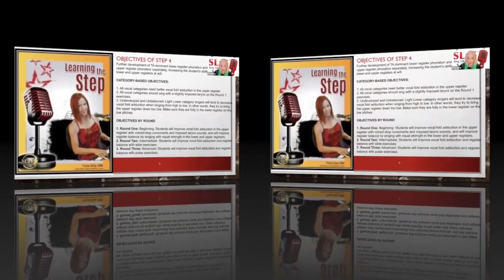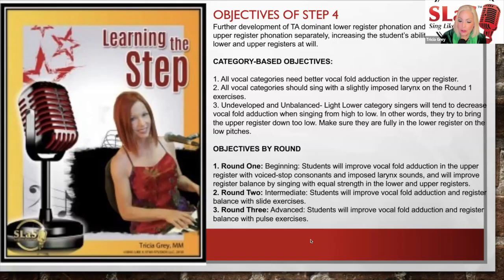Objectives by round. Round 1, beginning. Students will improve vocal fold adduction in the upper register with voiced stop consonants and imposed larynx sounds, and will improve register balance by singing with equal strength in the lower and upper registers. Round 2, intermediate. Students will improve vocal fold adduction and register balance with slide exercises. And then round 3, the advanced round. Students will improve vocal fold adduction and register balance with pulse exercises.